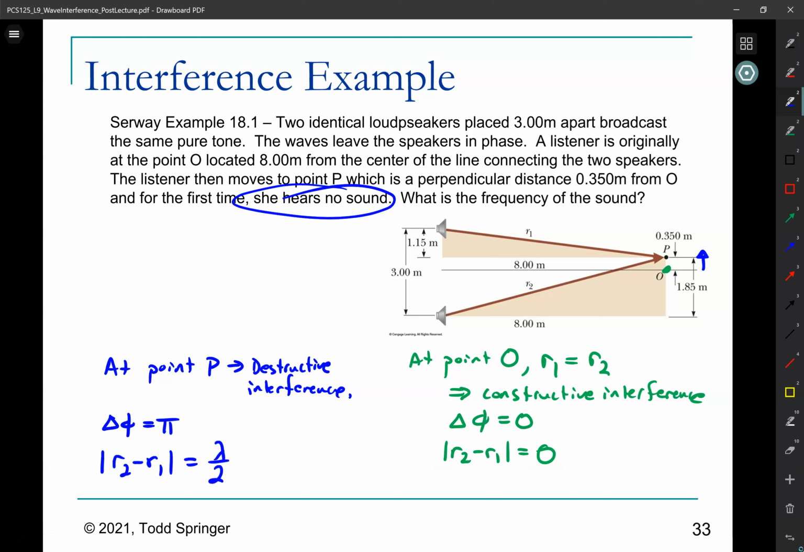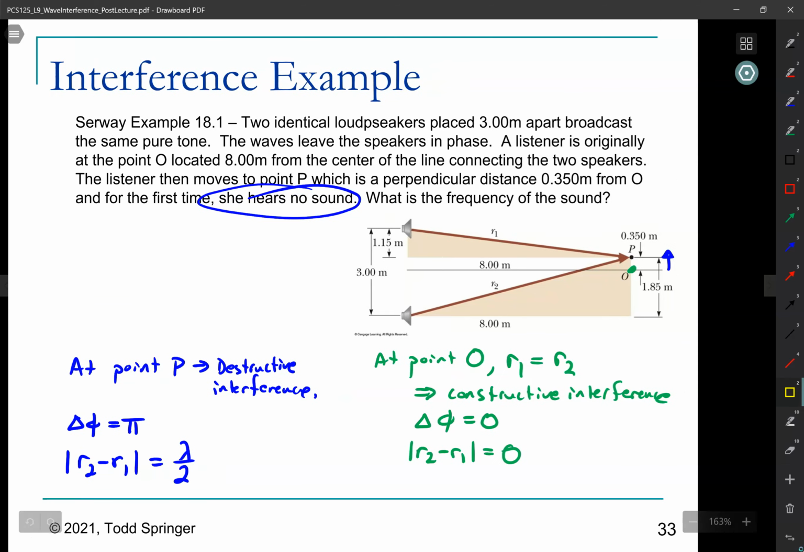If she continued walking, she would eventually reach a point of constructive interference again, where the path length difference is equal to lambda. And then if she kept walking, she would hear destructive again, and then constructive, and then destructive. Okay, so that's the basic idea. I know that the phase difference between the waves at point P must be equal to pi, and that means the path length difference between R1 and R2 is lambda over 2.